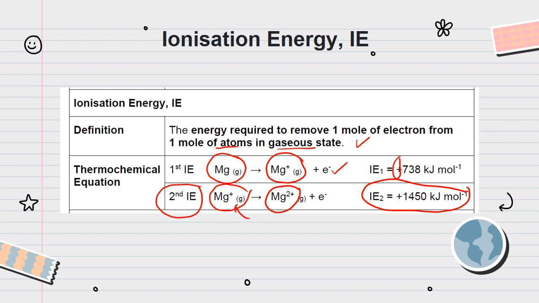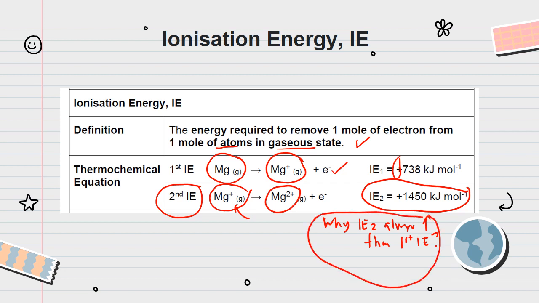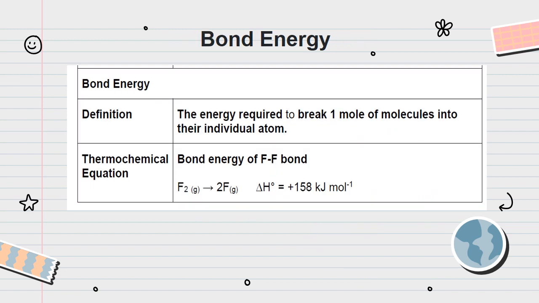Exam questions also often ask why. Second ionization energy is always higher than the first IE. Why is the second IE always higher in value compared to the first IE? It is about the attraction of the electrons to the nucleus. So I want you to find this answer. Why is the second IE always higher compared to the first IE? Make sure you remember the definitions of IE and EA, because we will use them in constructing the Haber cycle.